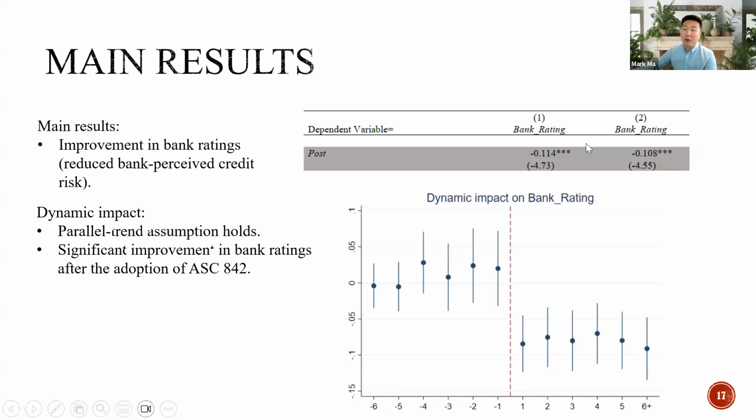Right. So the coefficient on the post indicator is significant and negative in both specifications. This is consistent with lower bank risk assessment. Banks perceive lower risk after the implementation of ASC 842. And if you look at this figure on the screen, the change actually happens fairly quickly, right after the implementation of the new standard. Also, we do not find a pre-existing trend or downward trend before the implementation of the standard.